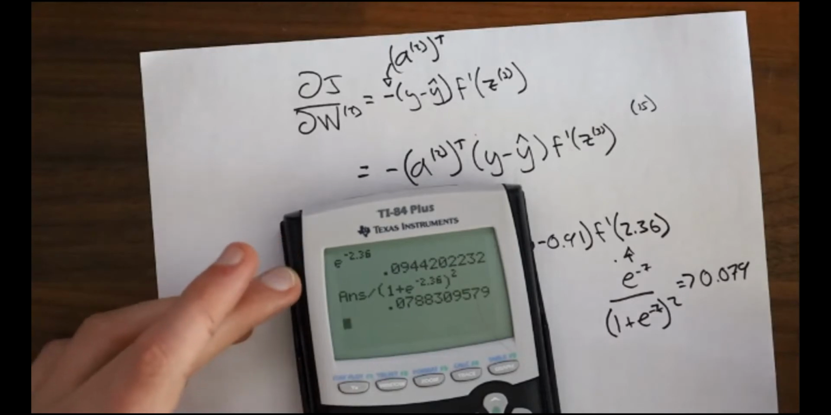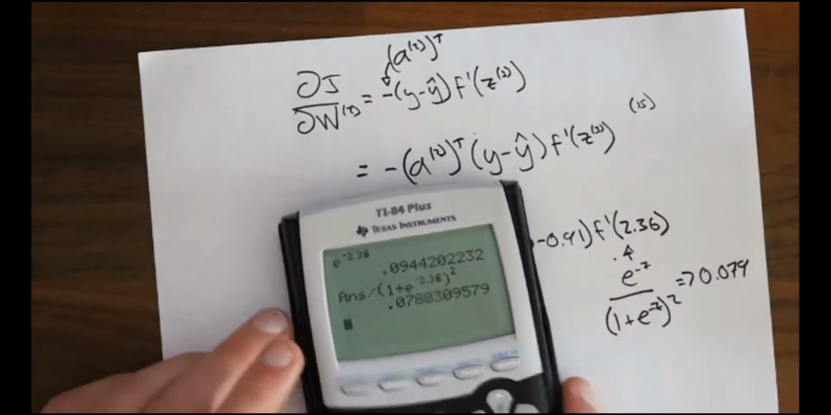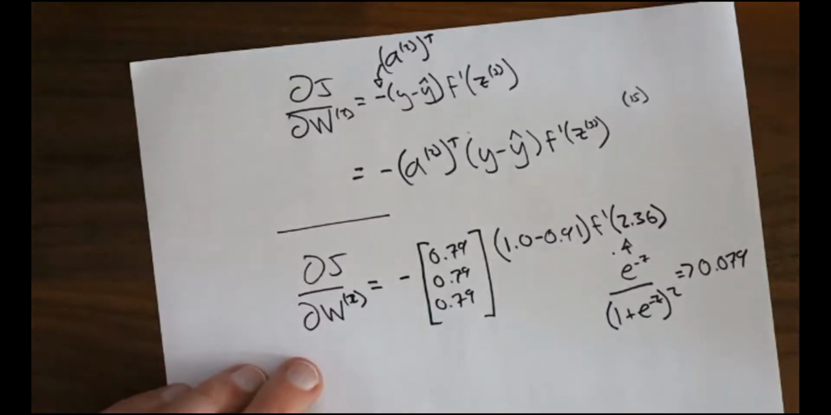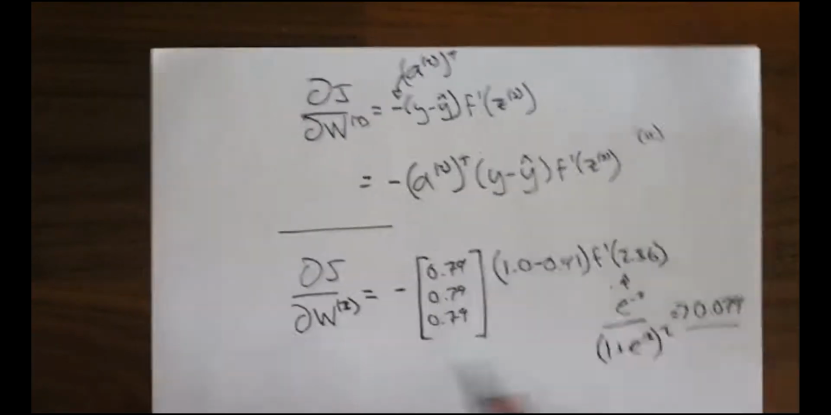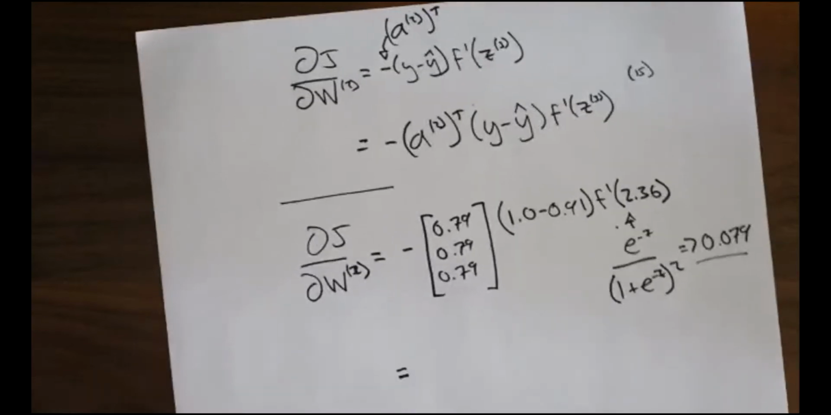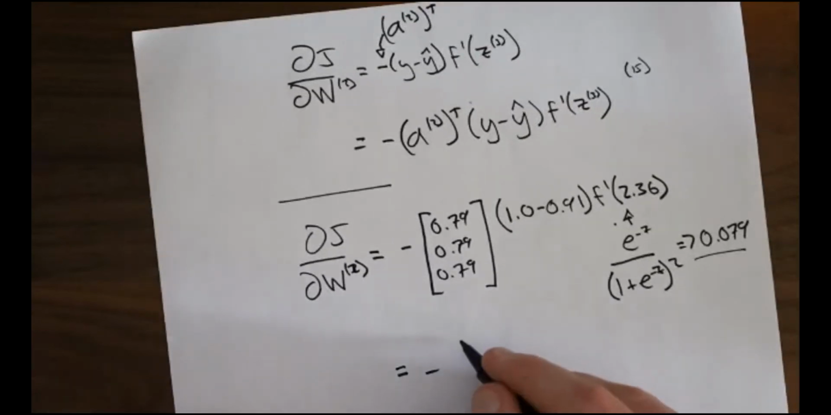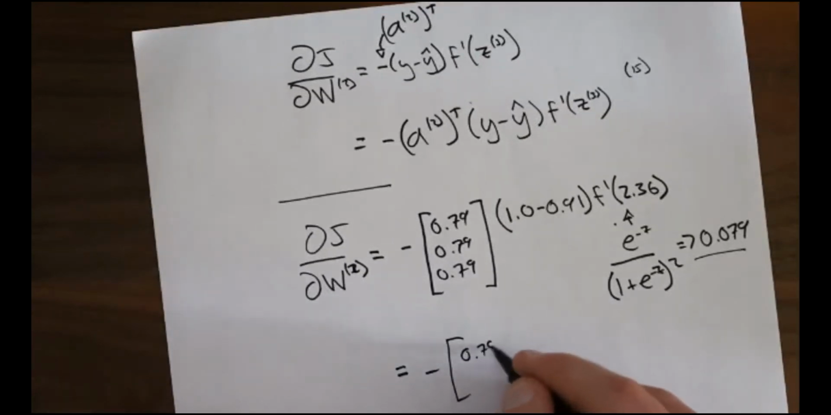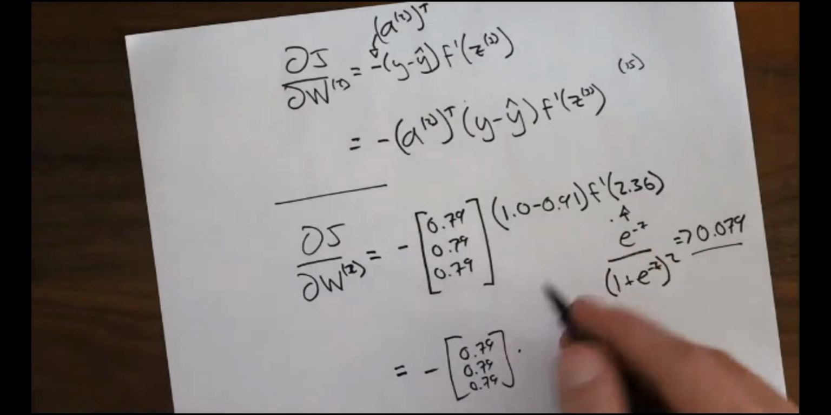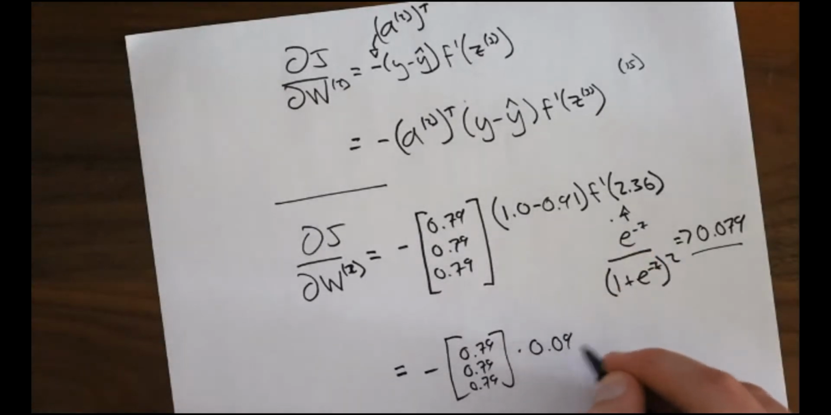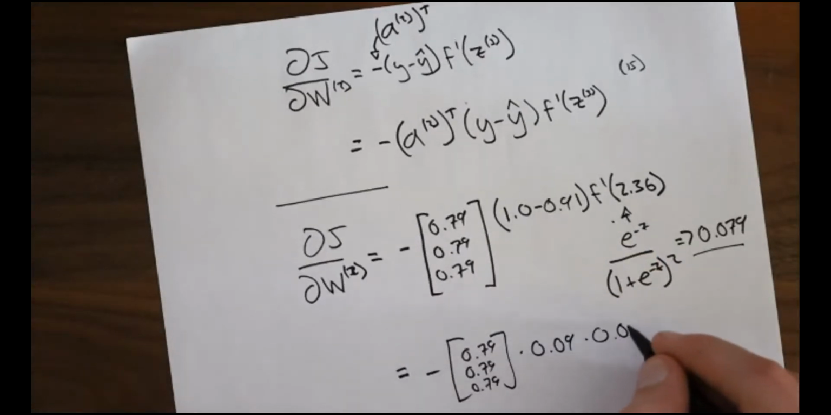Okay, I think that's correct. It looks right to me. If you're doing this later and you find an error, just let us know. So I get this for f prime of 2.36. And now I'm really almost there. All I have to do is do minus times 0.79, so 1 minus 0.91 is 0.09 times 0.079.